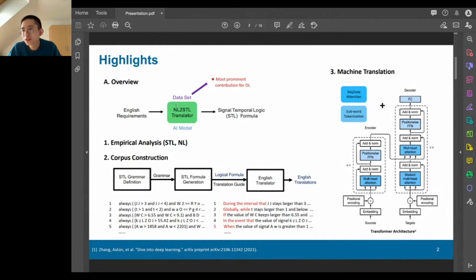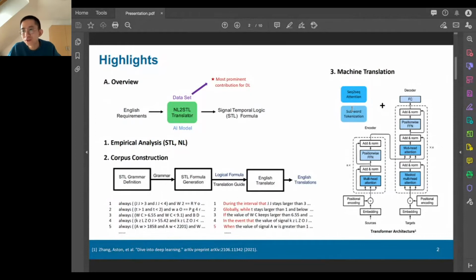So we started with the empirical study for both STL and English requirements in literature. To address the scarcity of training data, we then developed a workflow to generate a parallel corpus as shown in the bottom of the two columns. Then we employed a transformer-based AI model to train the translator and compared its performance with other models such as seq-to-seq and attention. And we developed a specialized tokenization method so that words in the corpus can be efficiently encoded.